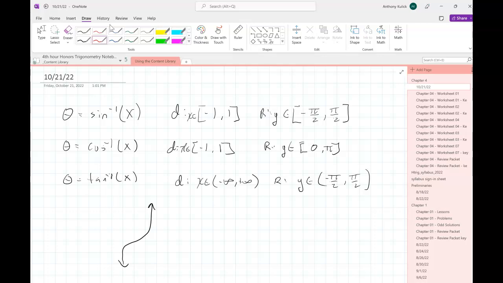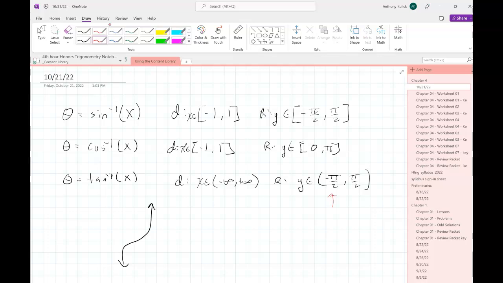Because for tan, the domain is... sorry. No, you're fine. Yeah, this is the right idea. Keep going. It's all real numbers, and x is not equal to n pi over 2 with n being odd. So I figured it's sort of a similar concept.